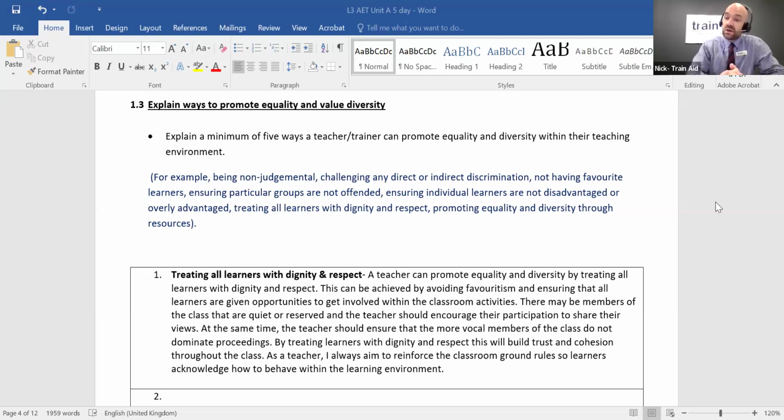In today's video, we are looking at Unit A of the Level 3 Award in Education and Training. So we are going to be uncovering question 1.3, explain ways to promote equality and value diversity.